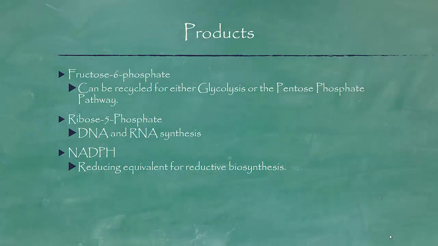The major products that form in the pentose phosphate pathway are fructose 6-phosphate, which can be recycled to be used either in glycolysis or again in the pentose phosphate pathway. Ribose 5-phosphate is used in DNA and RNA synthesis, and NADPH is a reducing equivalent for reductive biosynthesis.